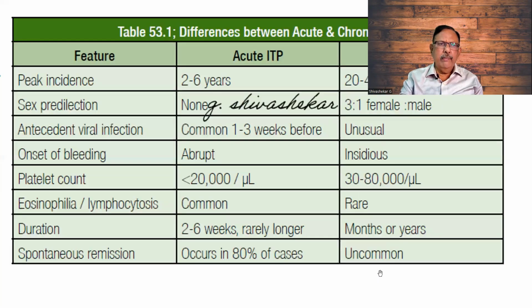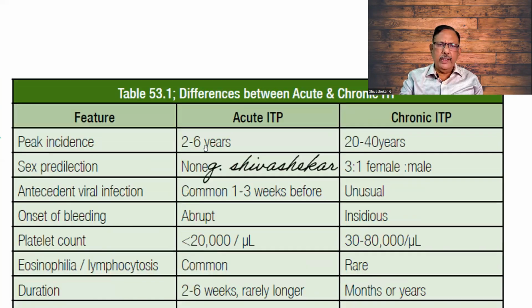Now this is the tabular column showing you the difference between the acute and the chronic ITP. So kindly memorize this one. So peak incidence 2 to 6. Chronic, it is in older age. Sex predilection nil. Whereas here it is 3 to 1, female to male. Viral infection common in acute ITP, whereas it is unusual. Bleeding is abrupt, it is insidious.